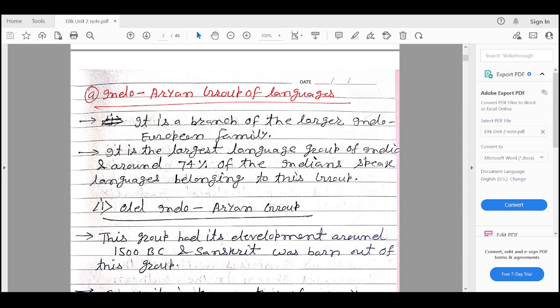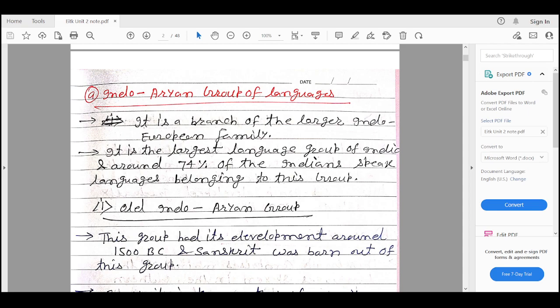The Indo-Aryan group was the immediate precedent of this group. The Indo-Aryan branch comprised the maximum group of languages in the Indian subcontinent. It covered the largest language group of India, around 74% of the Indian population speak the Indo-Aryan group of languages. Here are the further categorizations: Old Indo-Aryan group, Middle Indo-Aryan group, Modern Indo-Aryan group.